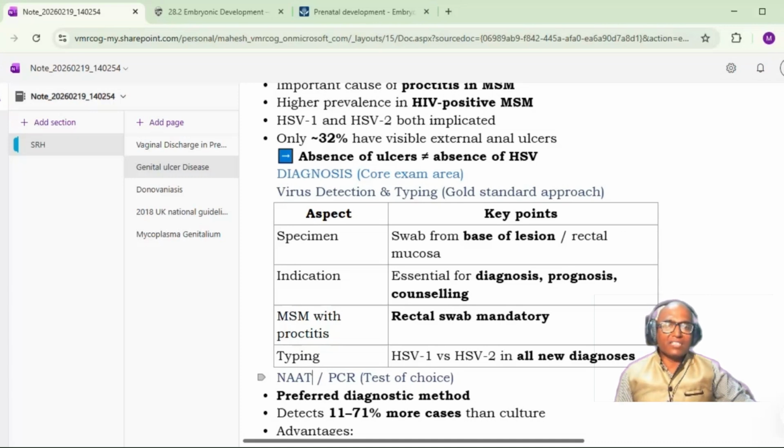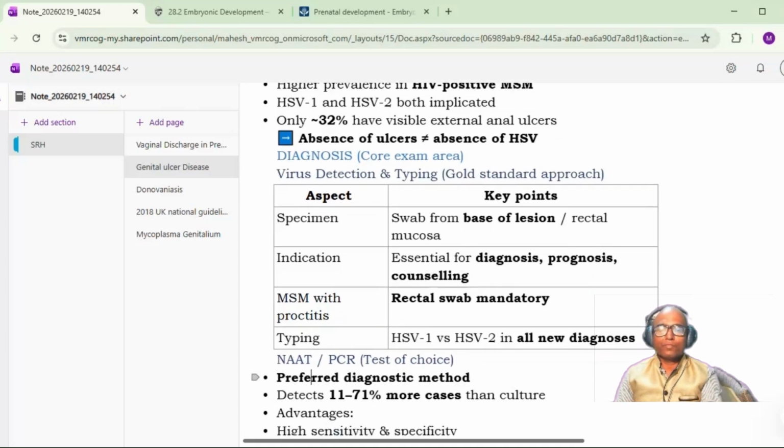Now coming to virus detection. Specimen of choice will be the sap from the base of the lesion or rectal mucosa. The indication is that it is essential for diagnosis, prognosis, and counseling. When you are dealing with a case, you have to diagnose this particular case and take the appropriate swab. In MSM with proctitis, you have to take the rectal swab. And you have to do the typing, that is either HSV1 or HSV2, in all newly diagnosed cases. If we know HSV1 or HSV2, then we can comment about the recurrence also.